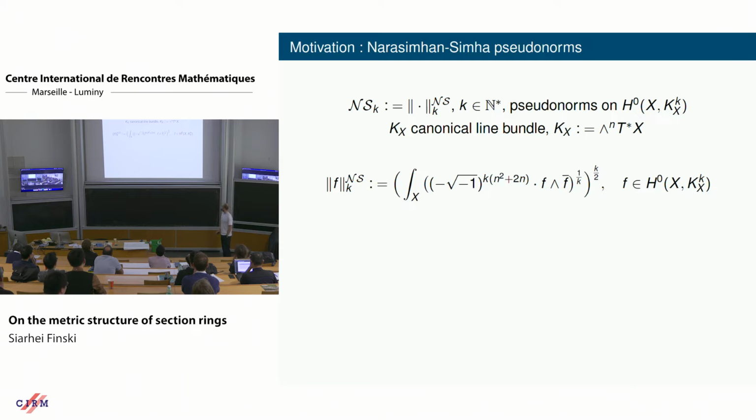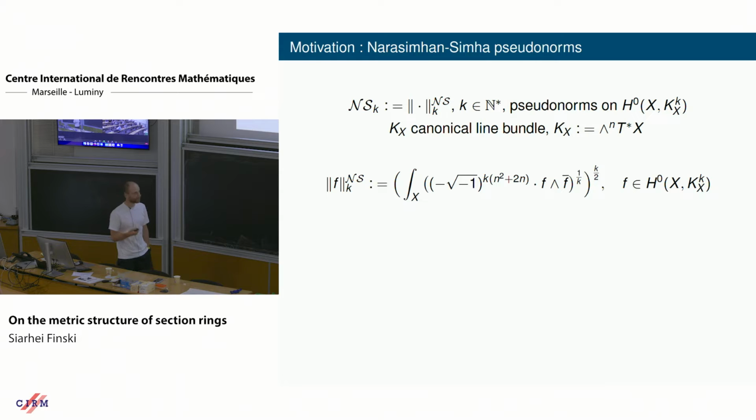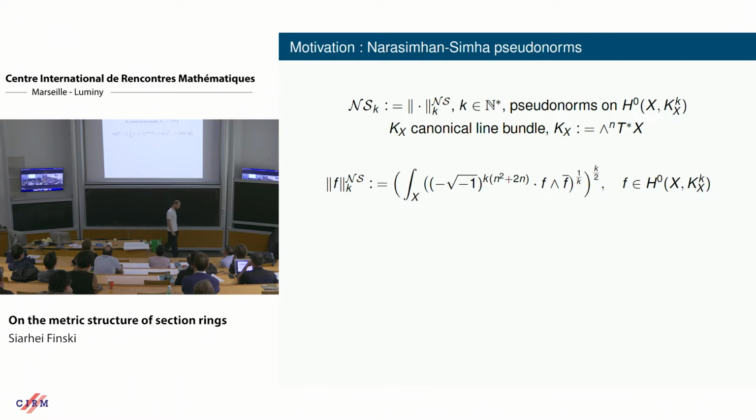It goes as follows. You take holomorphic sections of a tensor power, not necessarily high, just any tensor power of the canonical line bundle. The pseudonorm is defined as follows. You take your pluricanonical section, the holomorphic section of the tensor power. You multiply it as a wedge by its conjugate. You take the kth root of this thing. You end up with a volume form. It turns out that if you add this constant, it becomes a positive volume form.